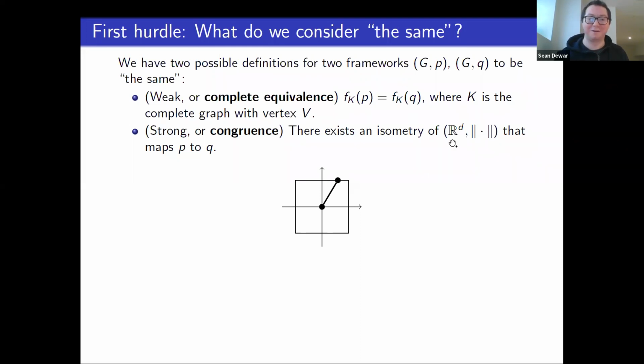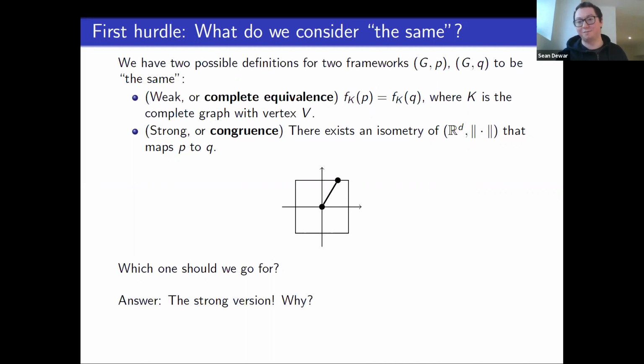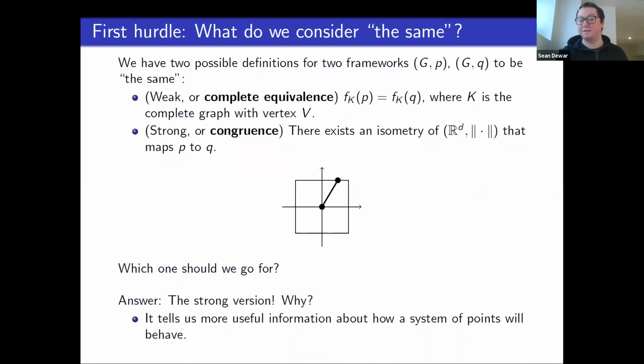Yeah, okay. Right. Which of the two should we go for? Because there are upsides to both. Complete equivalence is obviously a lot easier because we can just check. If we have a complete framework, any other framework is going to be completely equivalent, so you just check edge distances. A lot easier to do. Congruence is a lot more difficult, but we are still going to go with congruence, the strong version. We want the strong one. Basically, the main reason is this will tell us more useful information about the system of points.